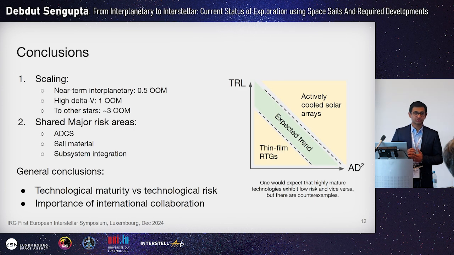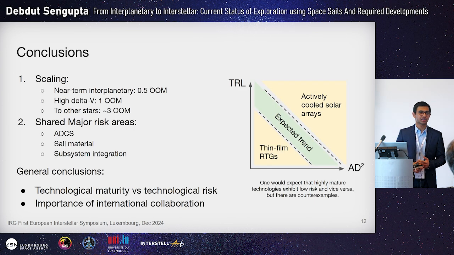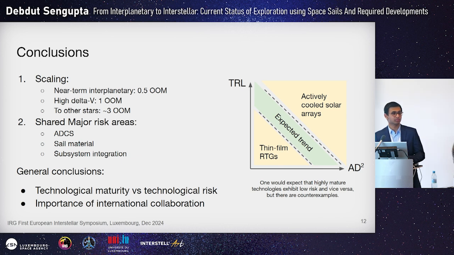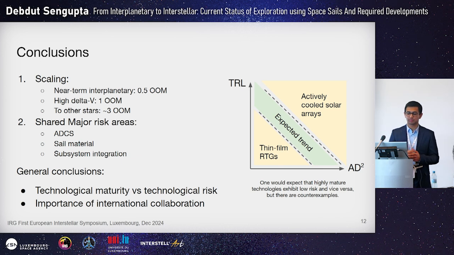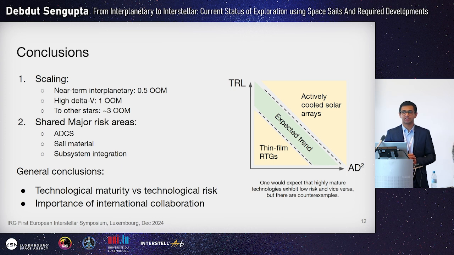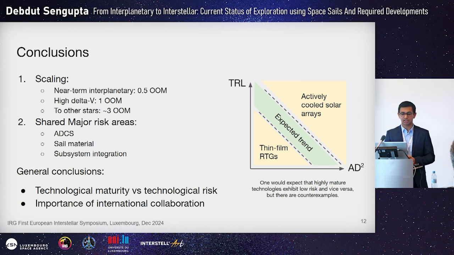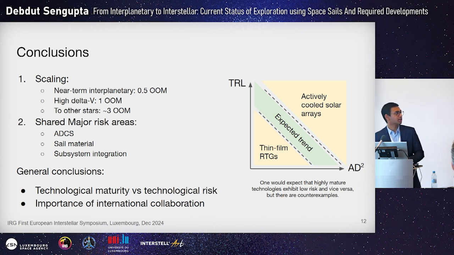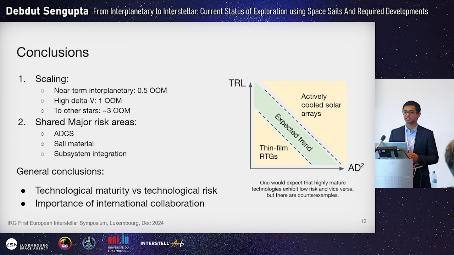So to conclude, I wish to go back to the 2 questions asked at the start. So firstly, we can say that in terms of scaling, near-term interplanetary missions like Solar Cruiser can be reached within half an order of magnitude scaling. High delta V maneuvers and missions incorporating those can be reached within about 1 order of magnitude. And finally, other stars can be reached within 3 orders of magnitude.